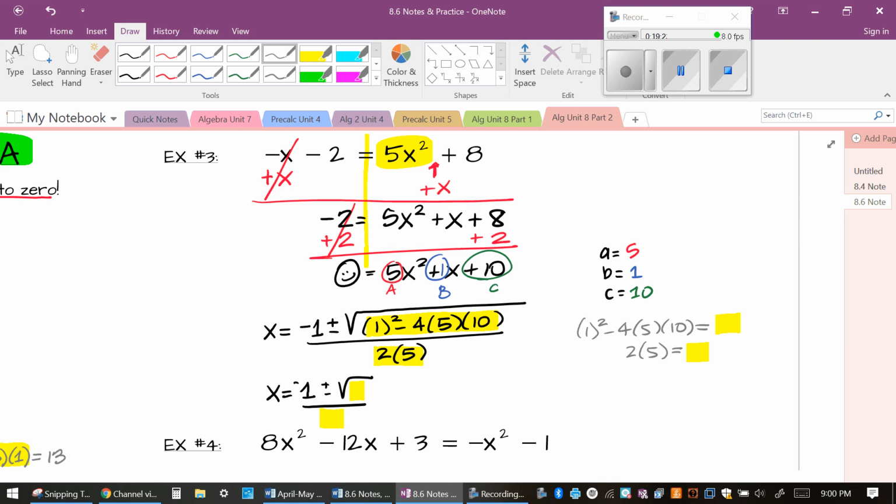Did you get a crazy answer for B squared minus 4AC? Yeah, I got negative 199. That's okay. And then here I got 10. So I'm going to fill them in.